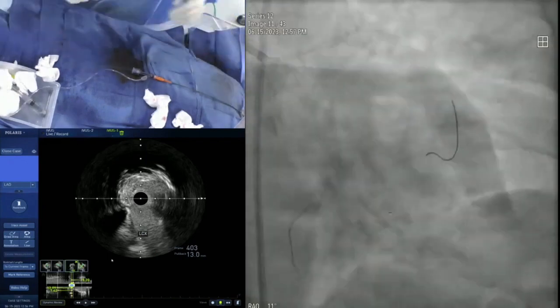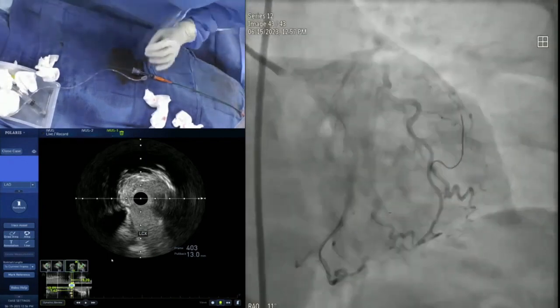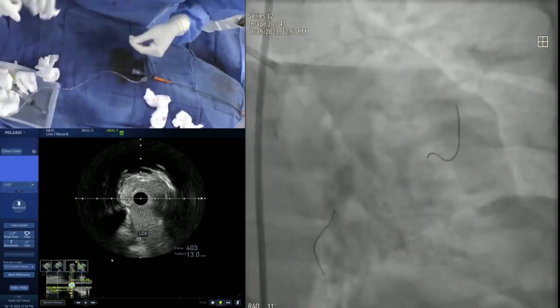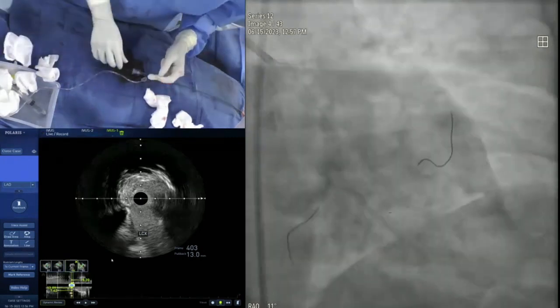Looks very good. Nice. All the branches are patent.